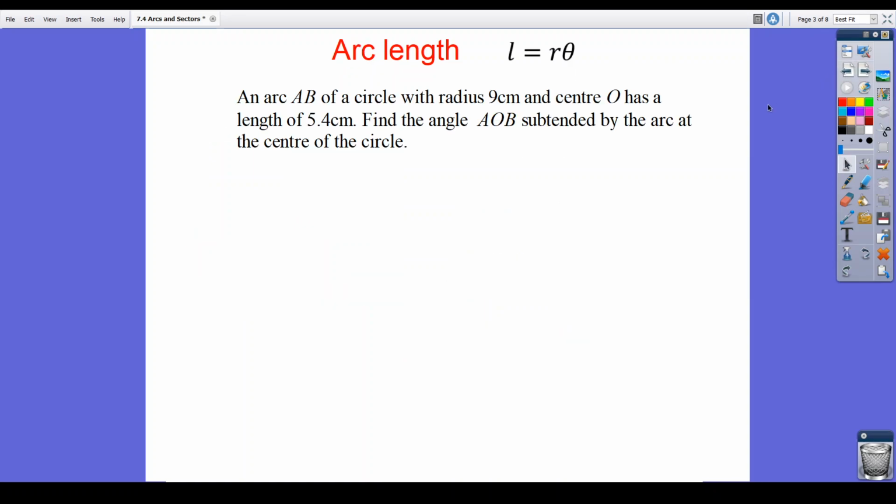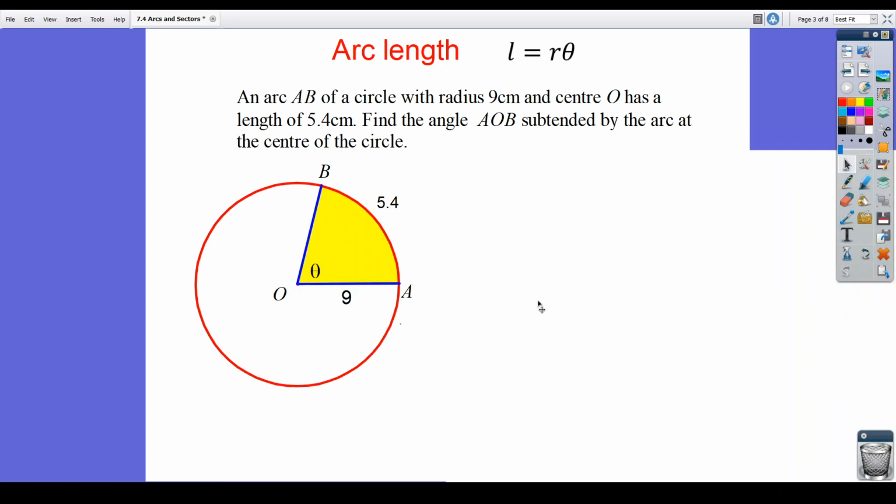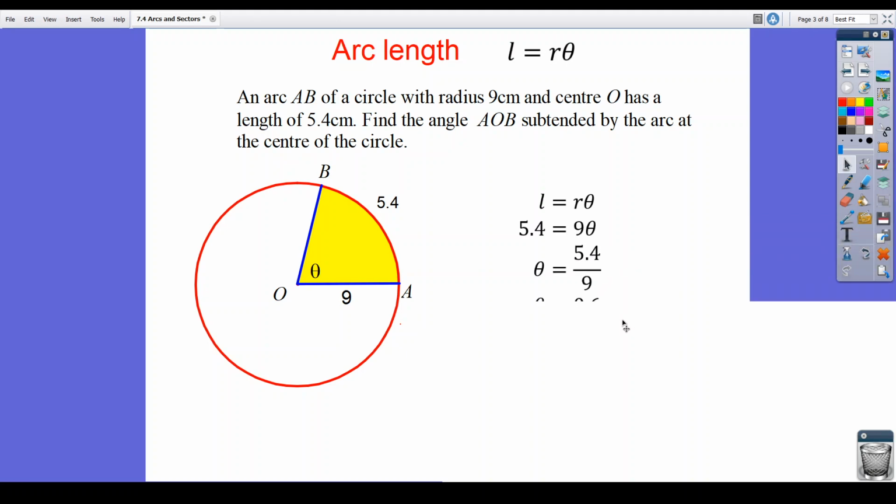In this case, we're told what the arc length is and what the radius is, and we have to work out the angle. So we're going to use the same formula, L equals r theta, but we're going to rearrange it so theta is the subject. Let's just see what this diagram looks like. There we are, 5.4 and 9. Remember the diagram's not to scale. So we can use L equals r theta. We can put the numbers in first, then rearrange it to make theta the subject, and we quickly get the answer 0.6.